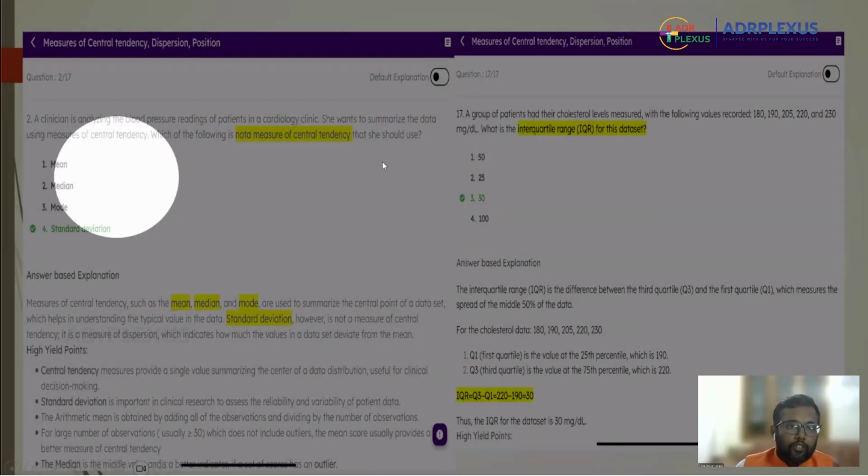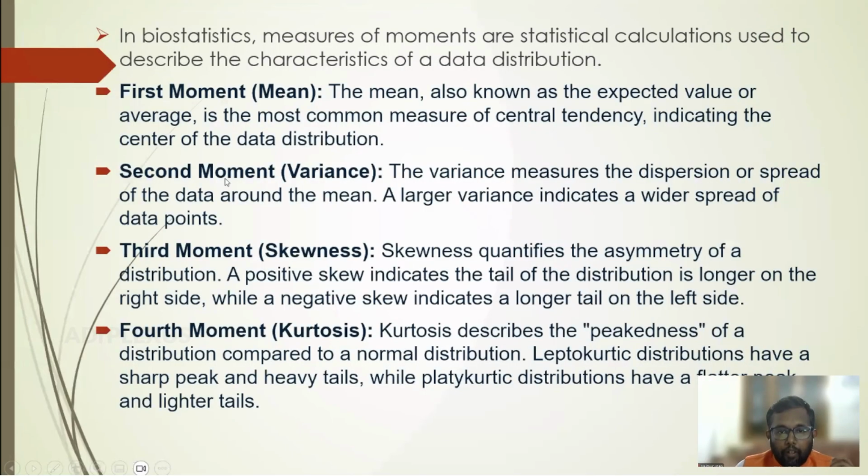So these are the moments: first moment, second moment, third moment, fourth moment. The first moment is mean. The second moment is called variance. The third moment is skewness. The fourth moment is kurtosis. In biostats, the measures of moments are statistical calculations to describe the characteristics of the data distribution.